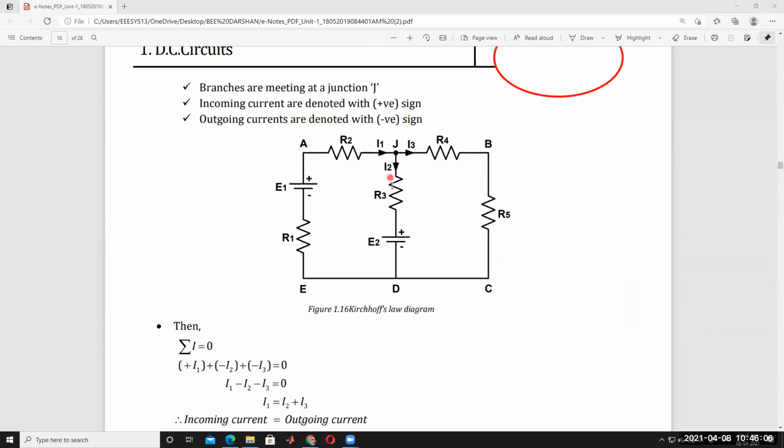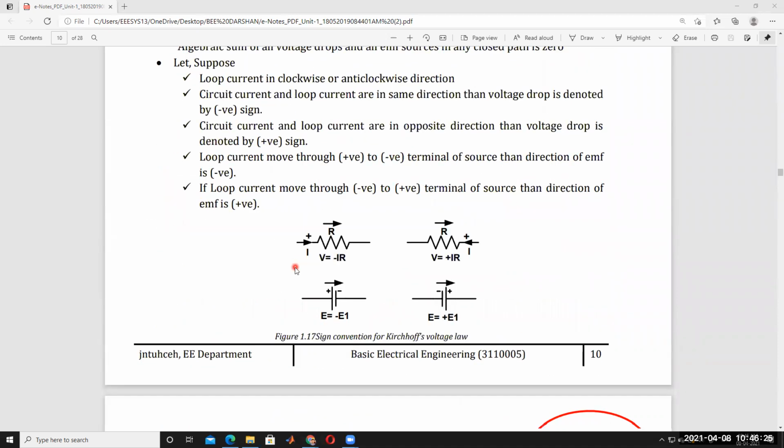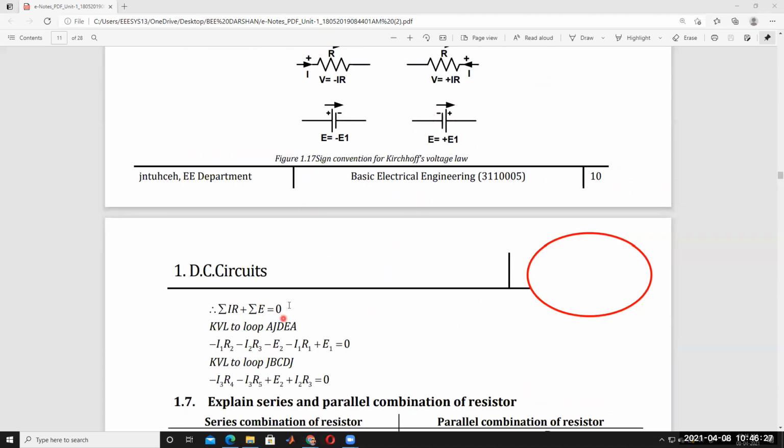So I2 into... what is the loop voltage drop across these? What is the current flowing here? I2. And what is the resistance here? R3. Then what is the voltage drop here? I2 into R3. Okay, this loop current and this branch current are the same sign. That's why it is minus I2 into R3. So it is indicated like this, minus I2 into R3.